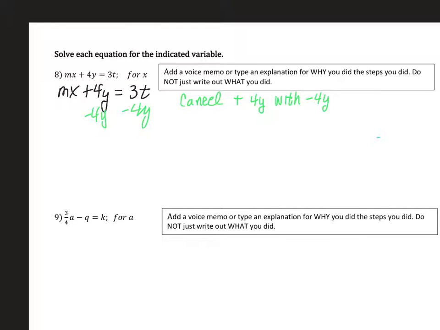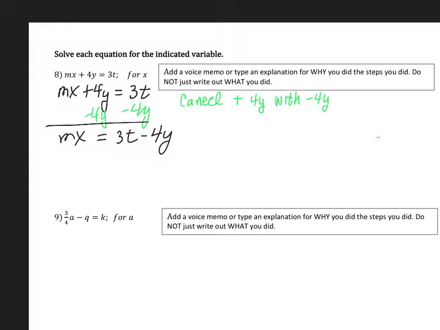I can see that's what you guys did. That part's obvious. I want to know, why'd you do it? You did it to cancel that 4y. So the 4y is now going to be gone on the left-hand side. I'm simply left with mx. Because 3t and minus 4y are not like terms, I'm just going to rewrite them as a 3t minus 4y. I'm just going to write them in 2 separate pieces.